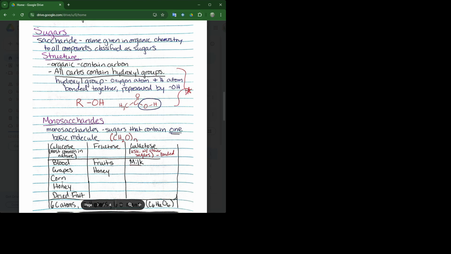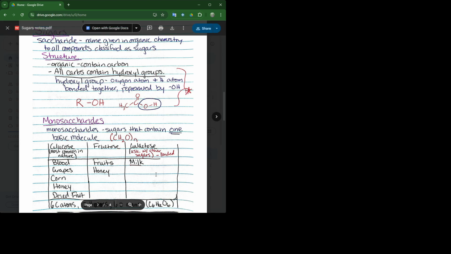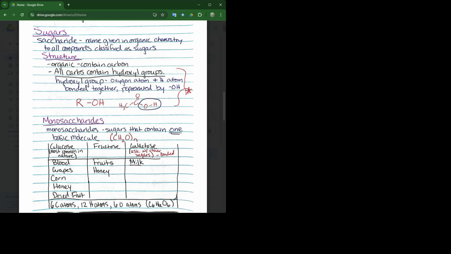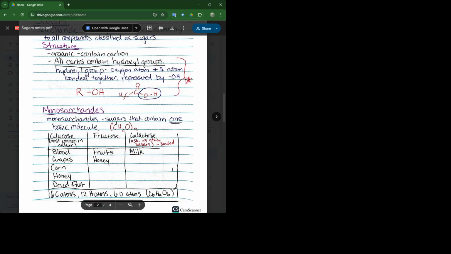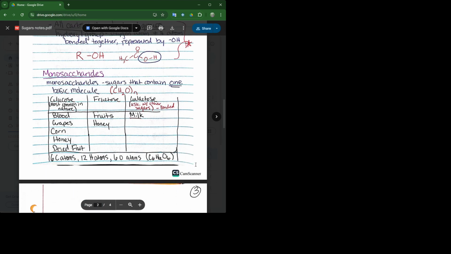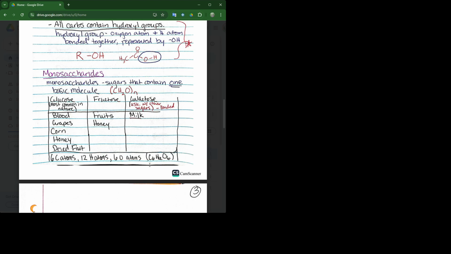Okay. So honey and dried fruit were not listed under glucose in the book, but they are more major sources of the monosaccharide glucose. And from the lecture, I pointed out that they say animals, but milk is really where galactose is found. And then the one point that was the same for all of them was that they all have 6 carbons, 12 hydrogens, 6 oxygens, which makes their chemical formula C6H12O6.